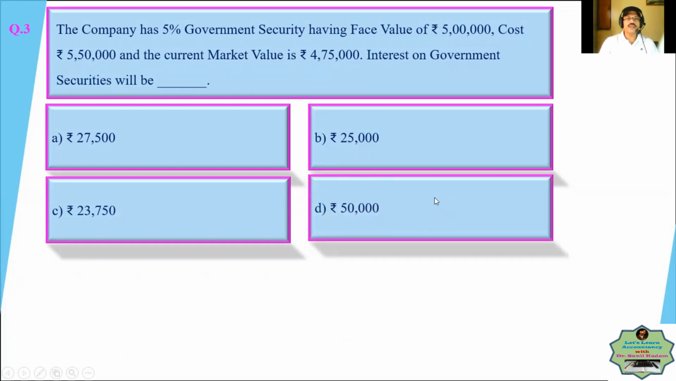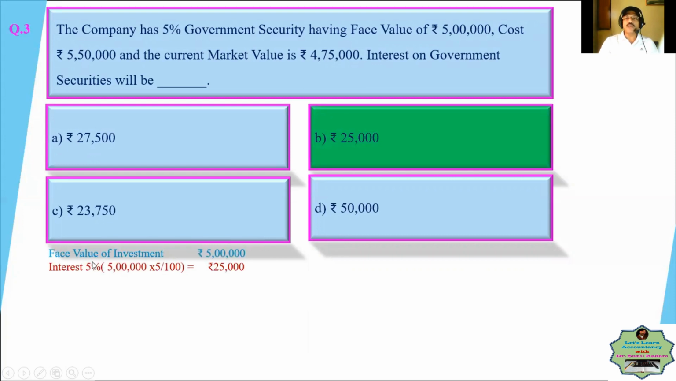So out of this, as you know, guys, any investment, either in a bond or debenture, interest is always calculated on the face value, the nominal value, not on the market price, neither on the cost price. So the face value of this investment is 5 lakh. So the correct answer is 25,000, because 5% on a face value of 5 lakhs is 25,000, correct.